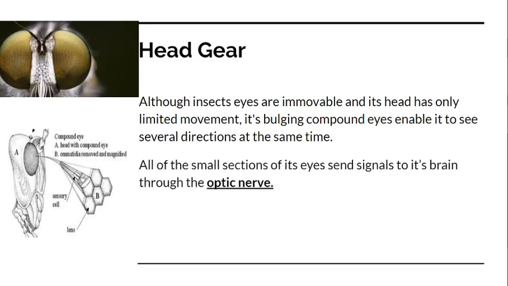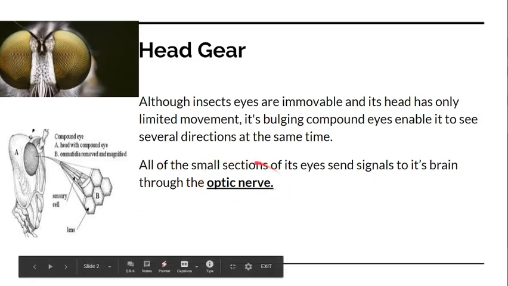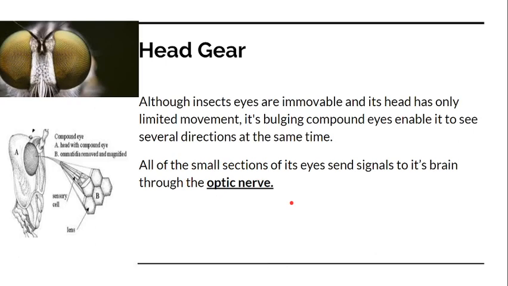Now, all the small sections of its eyes send signals to its brain through the optic nerve. Now, we also have an optic nerve in our bodies, but it's really interesting to think about insects. They also have optic nerves. And the whole purpose of that optic nerve is just to make sure that all of the crazy signals that come from these gigantic compound eyes are able to be processed properly by the brain.